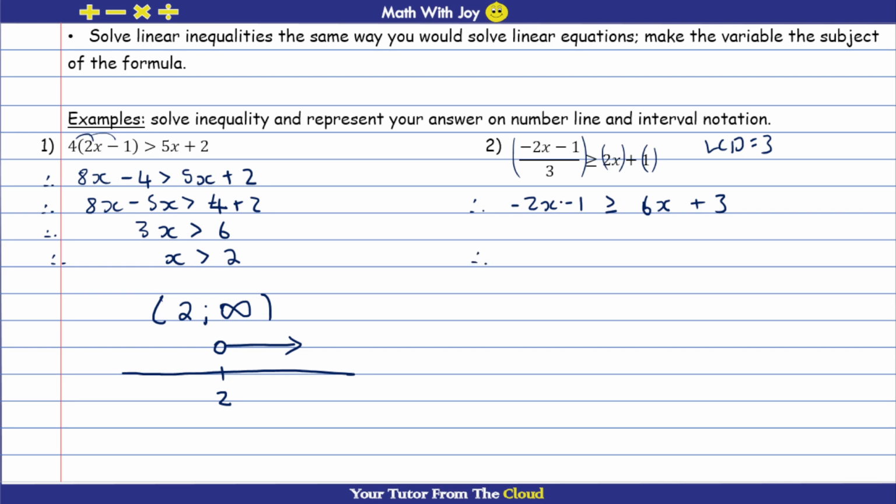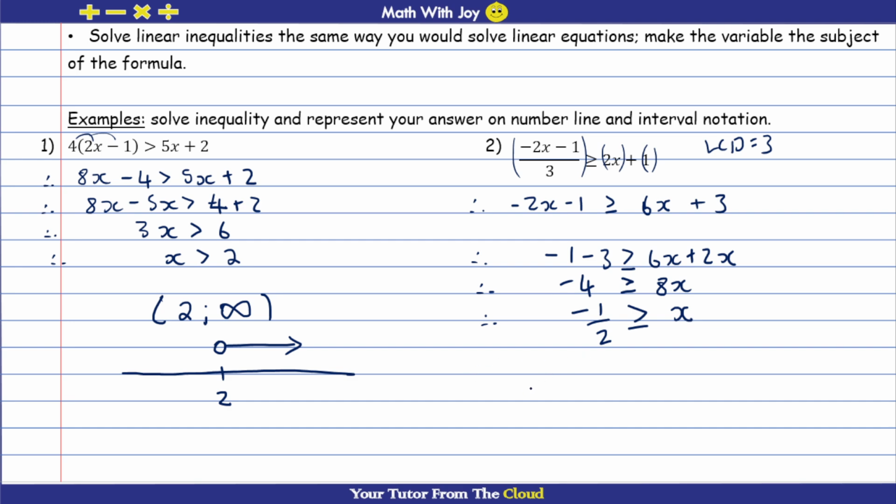Then now I'm going to get the x. Let's take the 2x to the other side. Let's have minus 1 minus 3 is greater or equal to 6x plus 2x. So our final answer over here will be minus 4 greater or equal to 8x. Let's divide by 8 on both sides. So that means that I'm going to have minus 4 divided by 8 will be minus 1 over 2 is greater or equal to x. Remember, then that means that x is smaller or equal to this number.